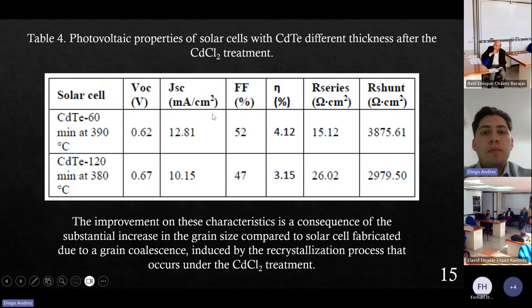Here I present the photovoltaic properties of the solar cell. As you can see, it has the lowest series resistance and the highest shunt resistance, giving us a higher fill factor, a higher current density, and a higher open circuit voltage. That's why we got the 4.12 percent.